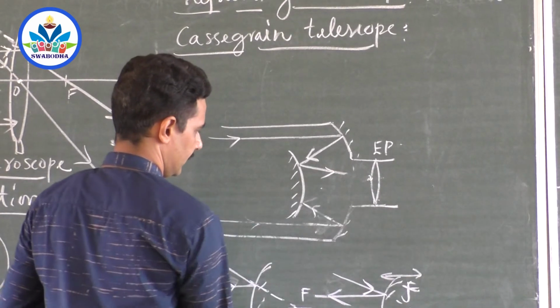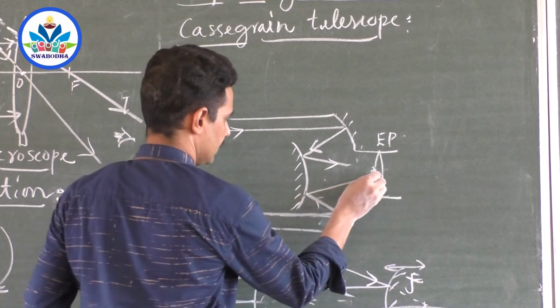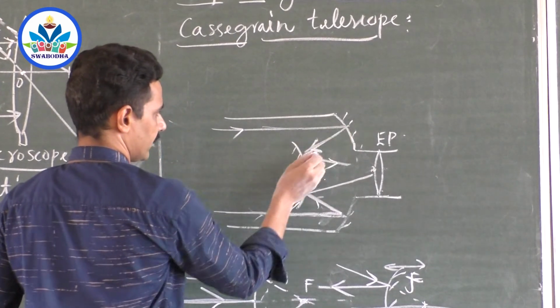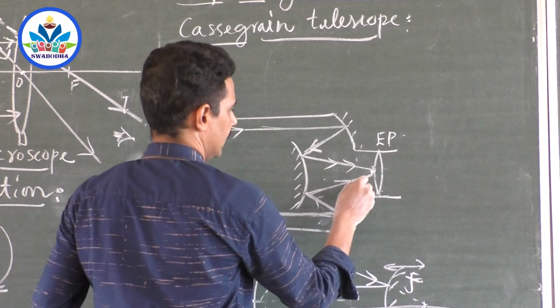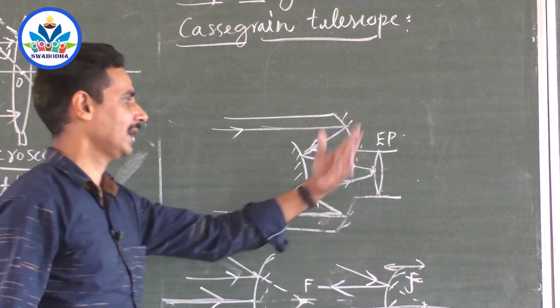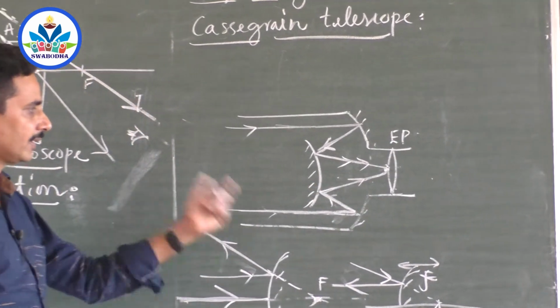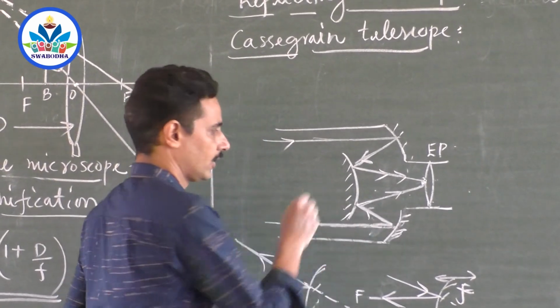So this ray diagram I have to adjust a little bit. This parallel ray is reflected by the concave mirror first, then by the convex mirror, they meet here, and then you get the final image, and that enlargement is done by the eyepiece. This is the Cassegrain telescope. This is a reflecting telescope because it uses concave and convex mirrors.